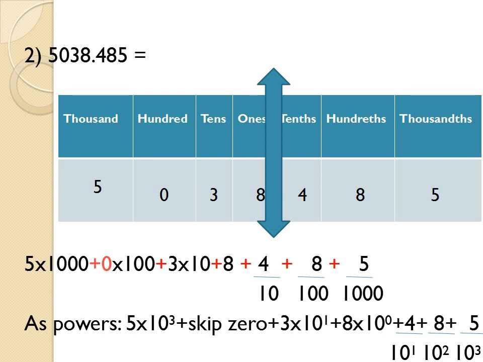Now after I finish that I put them as powers. So we can here skip the 0. We put 5 times 10 power 3 plus 3 times 10 power 1 plus 8 times 10 power 0 plus 4 over 10 power 1 plus 8 over 10 power 2 plus 5 over 10 power 3.